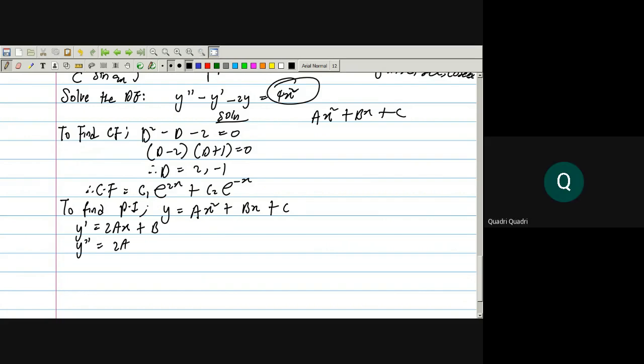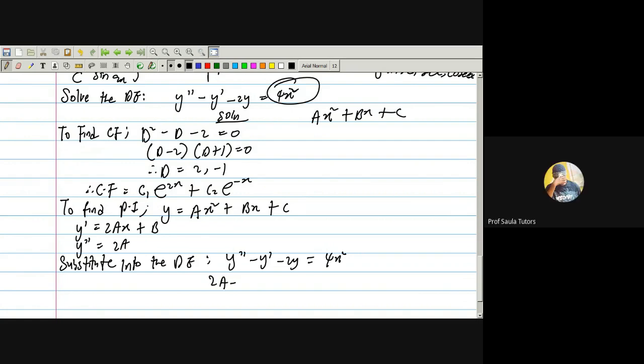Then after you get that, substitute everything you have into the differential equation: y prime prime minus y prime minus 2y equals 4x squared. What's the y prime prime? 2a, nice. Minus y prime, which is 2ax plus b, minus 2 times y, which is ax squared plus bx plus c, equals 4x squared.